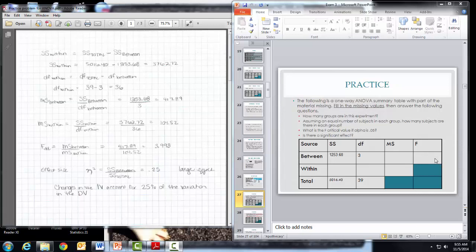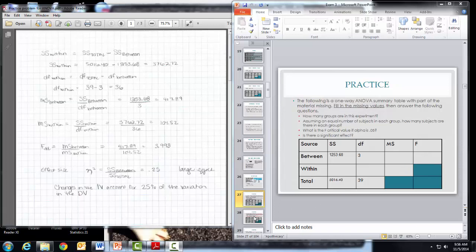So for F obtained, on the PDF worksheet over on this side, I can see that F obtained is equal to mean squares between divided by mean squares within. So I can just plug in my numbers there: 417.89 divided by 104.52, and I get an F of 3.998. Okay, so I can put that number in there.